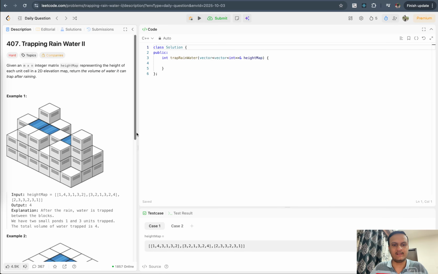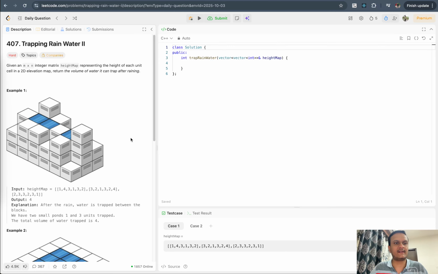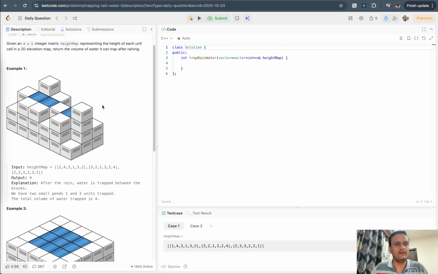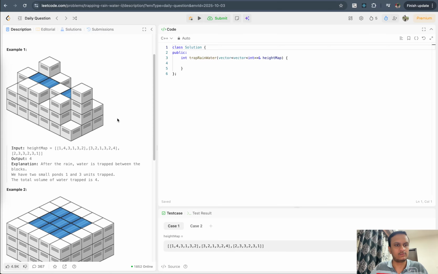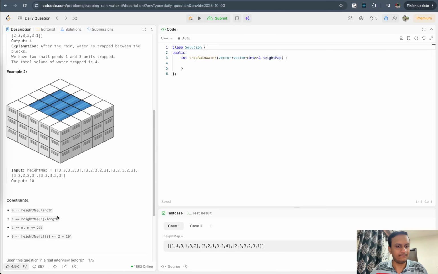As I explained, the previous problem was the 2D version of trapping rainwater, and this is the 3D version of trapping rainwater. Here we are given an m cross n matrix, a height map representing the height of each unit cell in a 2D elevation map. Return the volume of water it can trap after raining. They have given two examples.